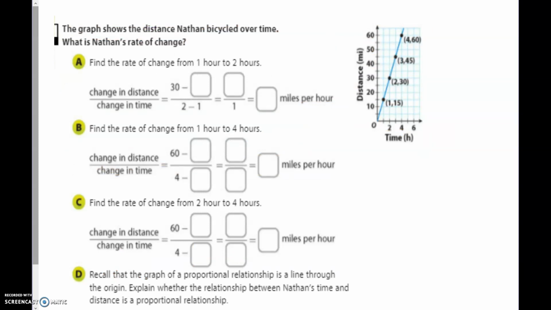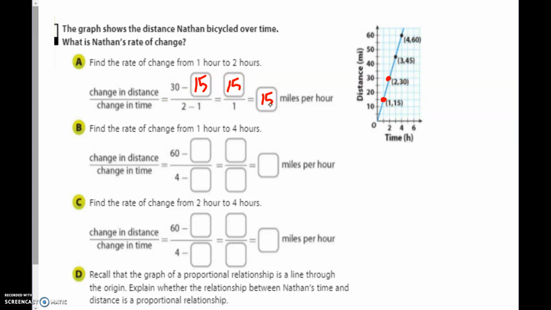All right, so we've got the same thing going on here, only we've got some bubbles and different things. They want to go from hour 1 to hour 2. So you can see you have 30 minus 15, and then 2 minus 1. So they went top to bottom. 30 minus 15 is 15. So we got 15 miles an hour.